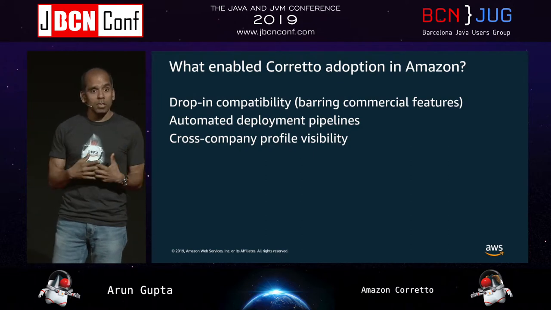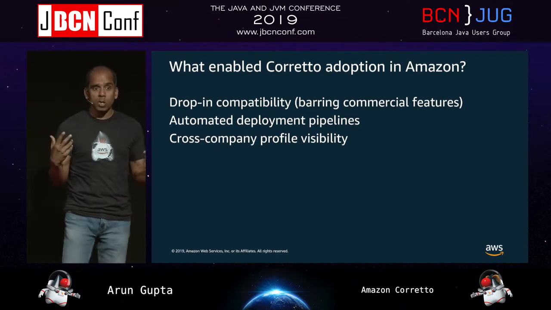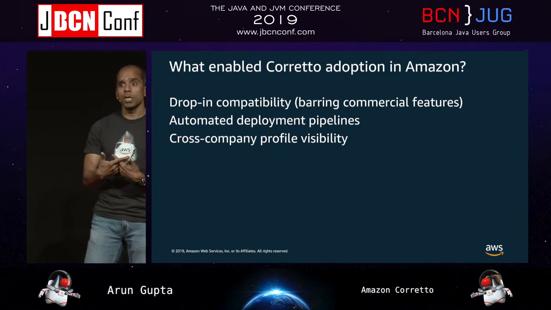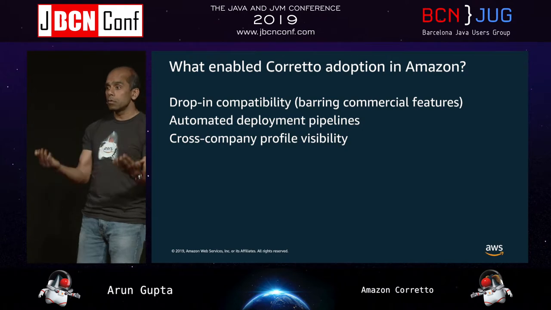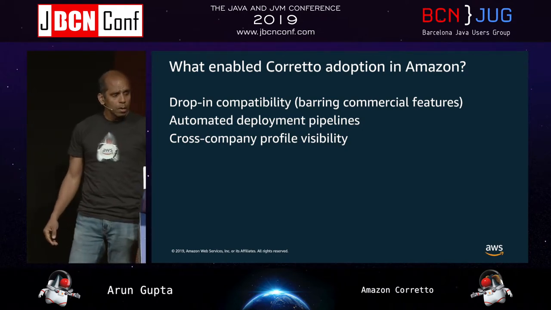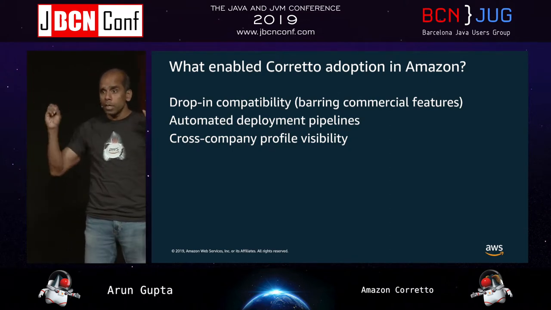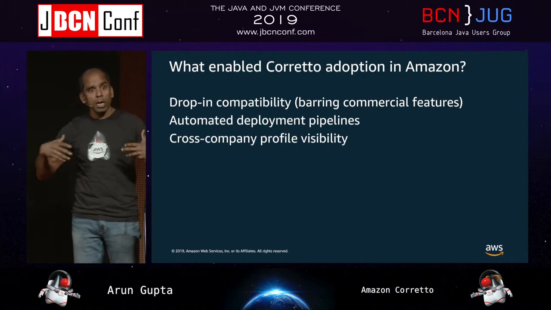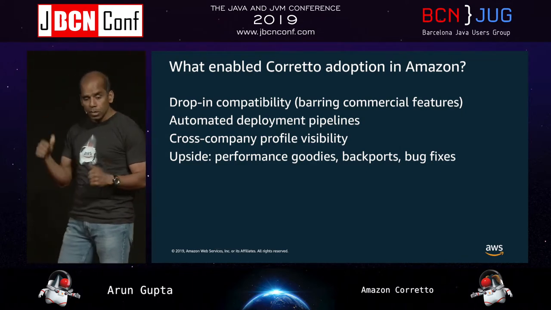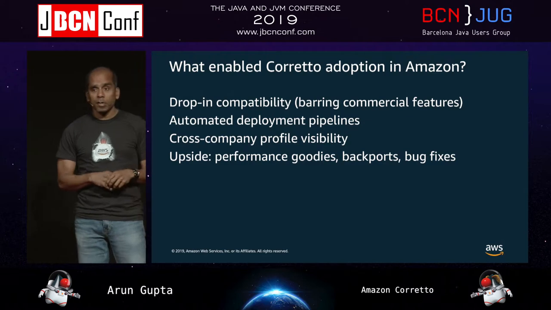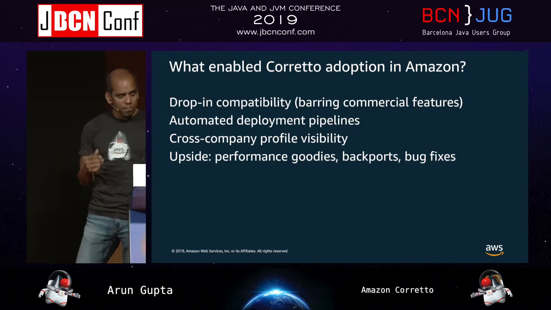That's what struck us: hey, they're facing the same problem that we are facing as well. So our customer obsession leadership principle kicked in right away: let's release this binary that we are using internally within Amazon to the outside world as well. We got cross-company profile visibility. We could start looking at how the JDK is being used, what the heap usage is, what methods are taking longer, and that allowed us to make some performance improvements. So not just simple bug fixes, and I'll give you an example of one of the performance improvements we did. Very minor, but a performance improvement nevertheless.